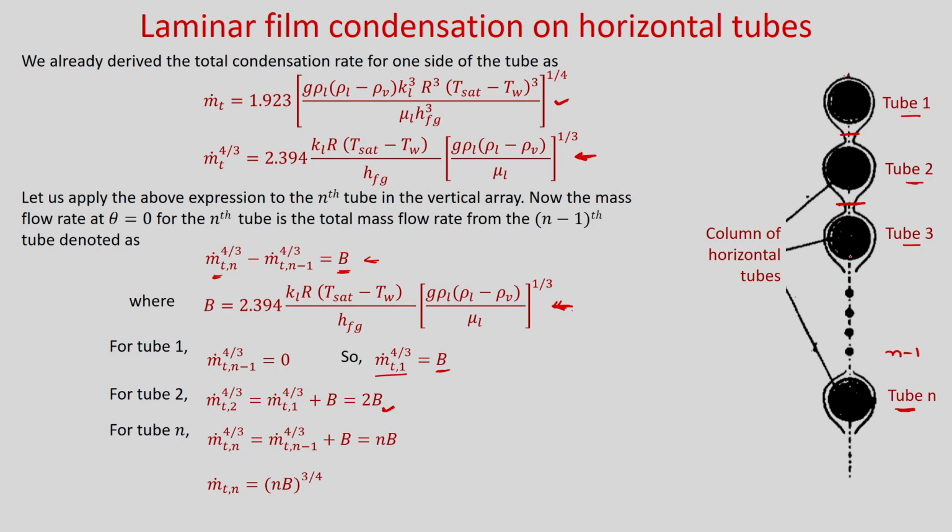Okay. And in a similar way, if you go to tube n, then you can write m dot t n to the power 4 by 3 is equal to m dot t n minus 1 to the power 4 by 3 plus b, and this will be n minus 1 times b. So, the total will be n b. So, you can see that m dot t n is equal to n b to the power 3 by 4, where n is the number of tubes and b is this expression.